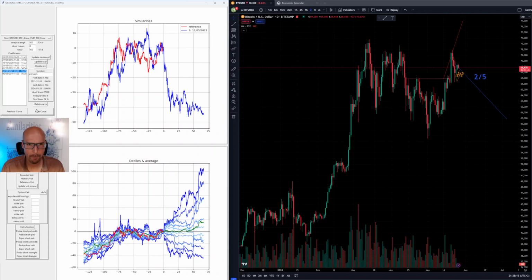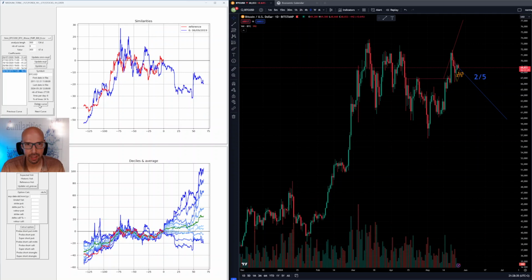This one is going to be a no because it goes up here. There's like an up movement, an exhaustion type of movement, and it breaks down, which is logical. So it's really not the same shape. I will delete that one.